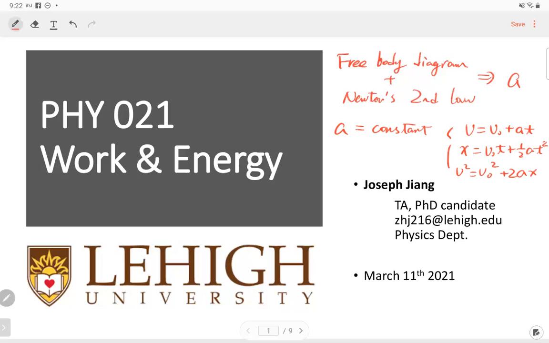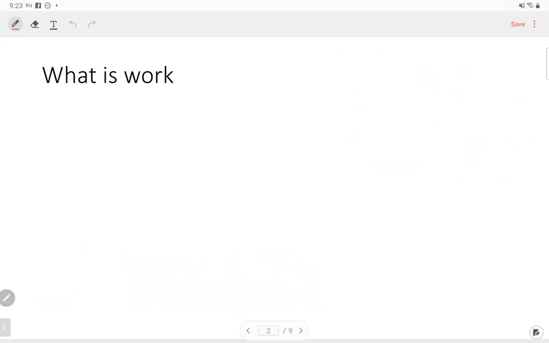So these three equations say that if we know the acceleration, and the acceleration is constant, then we can calculate the velocity, initial velocity, displacement, or we can solve for the time. Then the next question is, what if the acceleration is not constant? How are we going to solve the problem? We are going to use work and energy. This is another technique to help us determine the velocity if we don't have to know the acceleration. Then to talk about work and energy, we need to define what work is and what energy is.